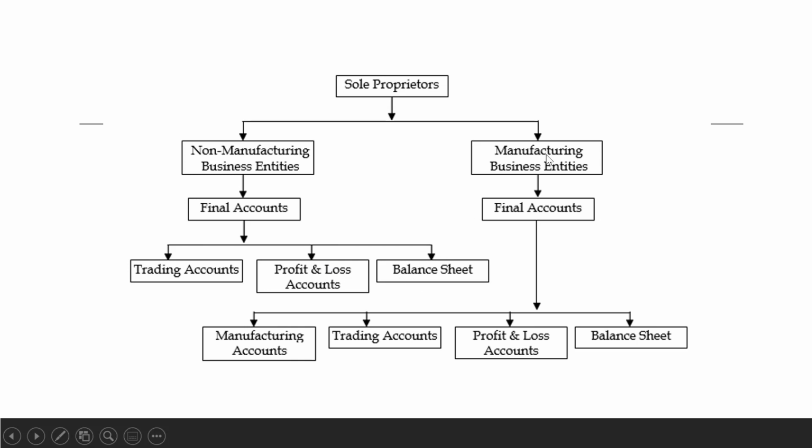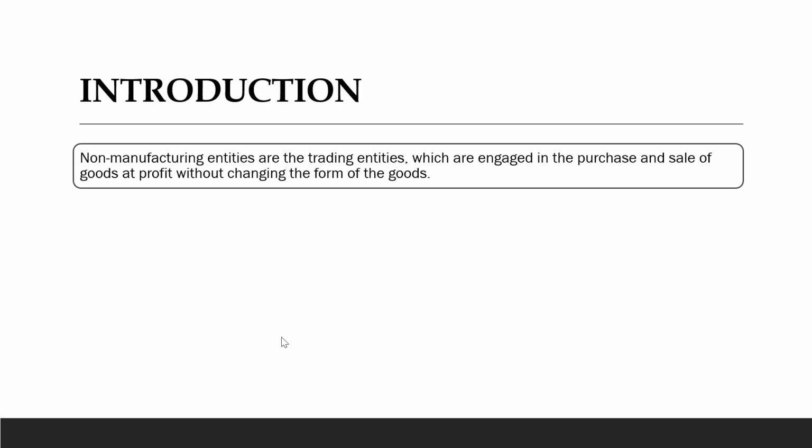Whereas a manufacturing person will make final accounts, which we call the manufacturing account, trading account, profit and loss account, and a balance sheet. So there is one more addition: in case of a manufacturing concern, he is going to make a manufacturing account. The rest of the things remain the same. So let's talk first about a non-manufacturing organization. Okay, Mika, can you read?